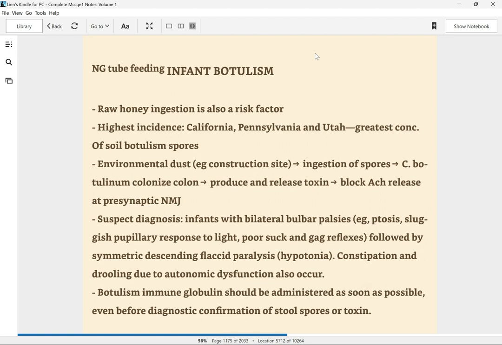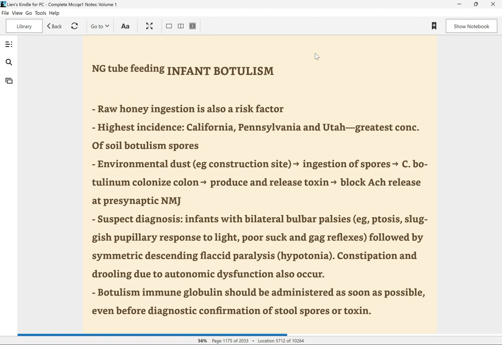C. botulinum colonizes, produces and releases toxin, which blocks ACh release at the presynaptic NMJ. Suspect the diagnosis in infants with bilateral bulbar palsies, e.g., ptosis, sluggish pupillary response to light, poor suck and gag reflexes, followed by symmetric descending flaccid paralysis and hypotonia. Constipation and drooling due to autonomic dysfunction also occur.